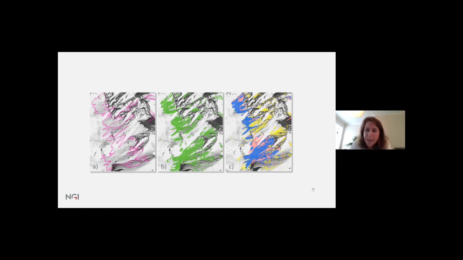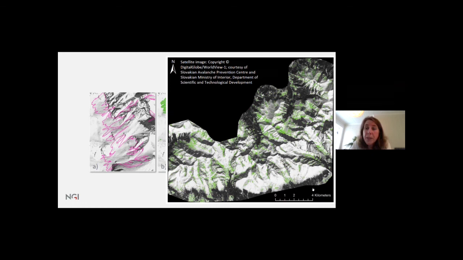Still, despite these deviations between the human observer and the algorithm result, we think that the overall result is quite satisfying. Therefore, we have used this algorithm to delineate the entire Czech-Slovakian Tatra Mountains after a very big avalanche cycle in 2009. We were able to depict several hundred avalanches and deliver them right into the database of the Slovakian Avalanche Prevention Center. This would not have been possible for them by just in situ observations or field observations, so it was absolutely crucial for them to have such type of satellite data at hand.